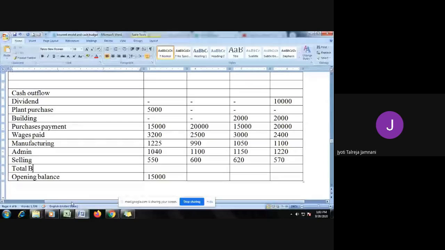When you add all that, you get the total of B. So you need to record the total of B. And when you do A minus B, you get the surplus or deficit. So it's 26,015 here.